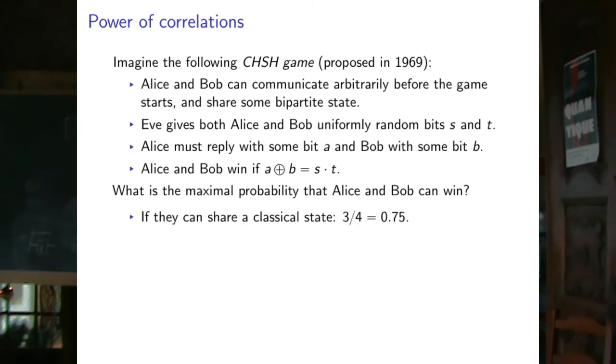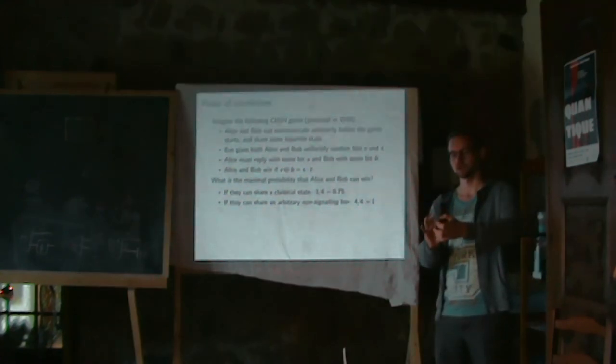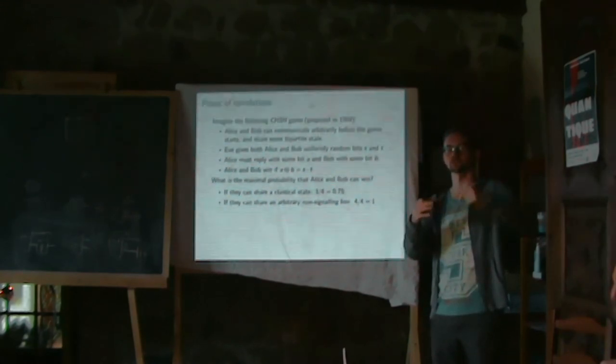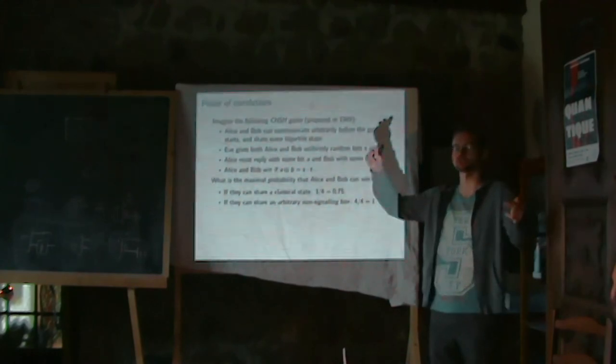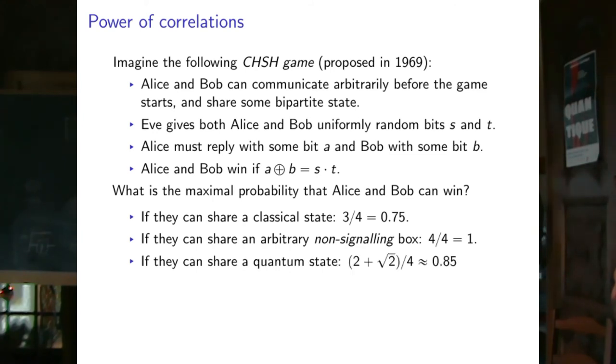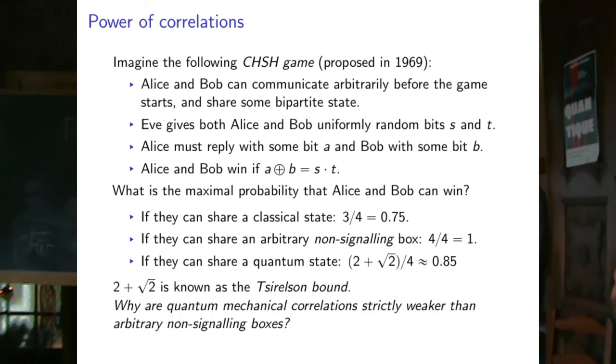Okay. It turns out classically there is a very easy strategy. If they always reply zero, then they win 75% of the time. It doesn't matter if they share some big strategies on this, this is a very easy strategy. If they share what's called a non-signaling box, so it's some sort of correlated state that still respects causality, but has a very powerful correlation in it, so they can do something on their side and it correlates very strongly on the other side, it turns out they can win perfectly, they can win all the time. Okay. Interestingly, if they share a quantum state, they can only win about 85% of the time. So there is this constant, 2 plus square root of 2 over 4. It's known as the Tsirelson bound.